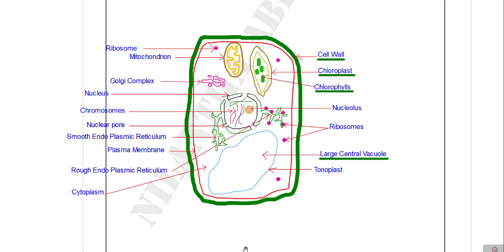There are two types of cells, plant cells and animal cells, right? First we are drawing a plant cell. In a plant cell, this outer cover is a cell wall. It is only in the plant cell. That's why I have underlined it with the green color.